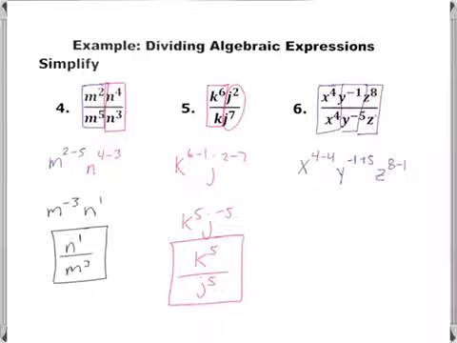All right, let's simplify this. 4 minus 4 is 0, x to the 0 power. All right, and then negative 1 plus 5 gives us 4, and then 8 minus 1 gives us 7. Anything to the 0 power is 1, so we can simplify this down to y to the 4th, z to the 7th. And that's our answer.